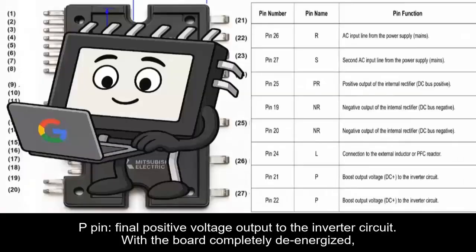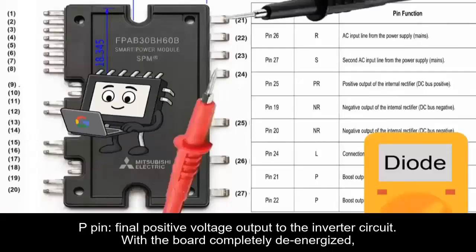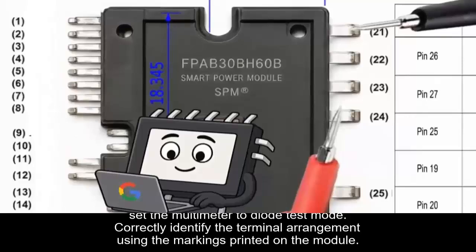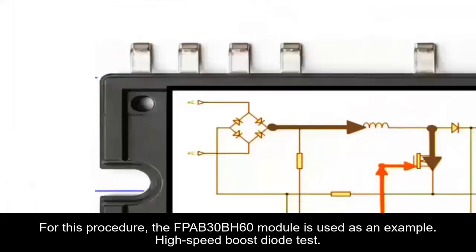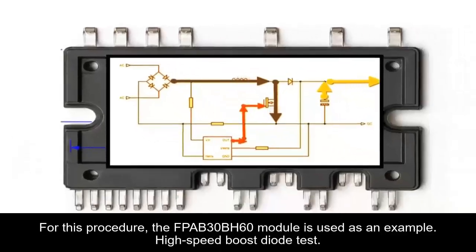With the board completely de-energized, set the multimeter to diode test mode. It is essential to correctly identify the terminal arrangement using the markings printed on the top of the module or by consulting the manufacturer's datasheet to determine the specific function of each pin. For this procedure, the FPAB30BH60 module is used as an example since it is widely used in modern inverter electronic boards.